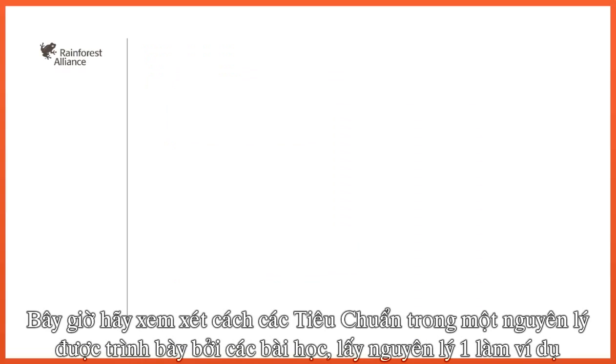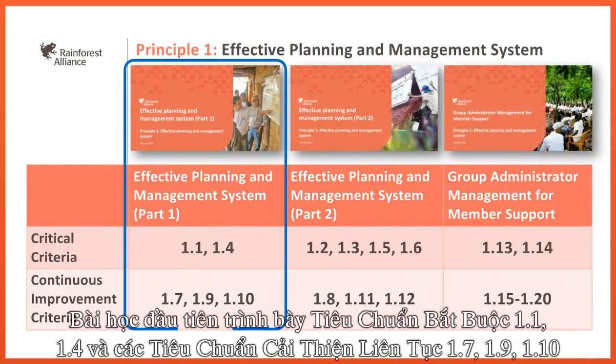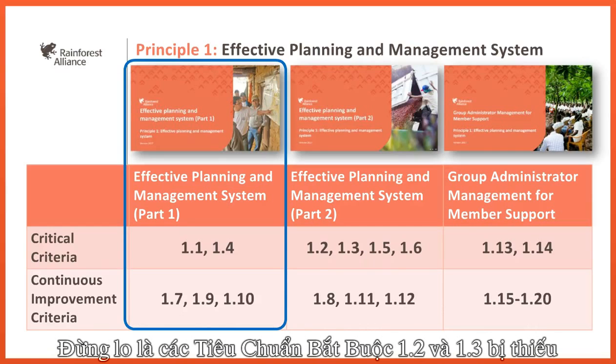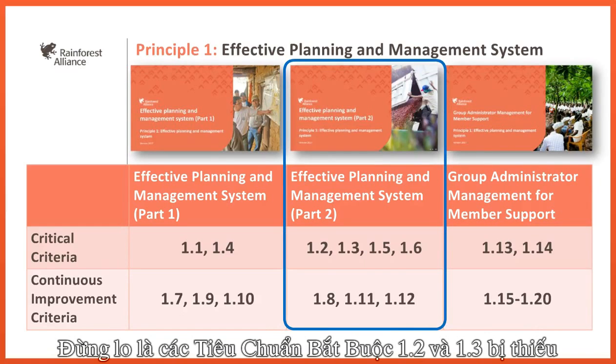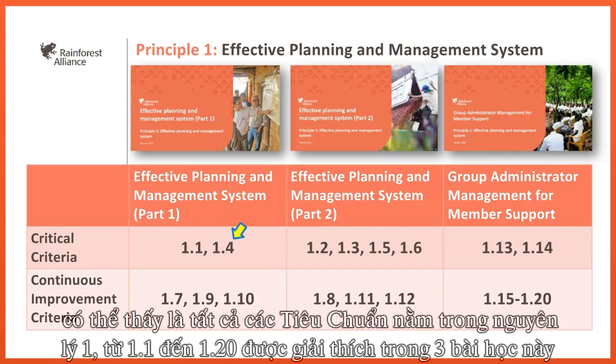Let's see how criteria of one principle are covered by the sessions, by taking Principle 1 as an example. The first session covers critical criteria 1.1, 1.4, and continuous improvement criteria 1.7, 1.9, and 1.10. Please don't be worried that critical criteria 1.2 and 1.3 are missing. They will be covered in the next session. As you can see, all the criteria within Principle 1, which are 1.1 to 1.20, are explained in these 3 sessions.